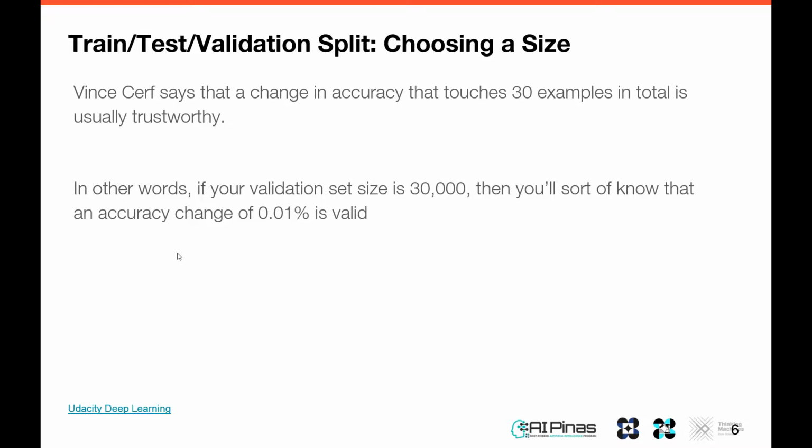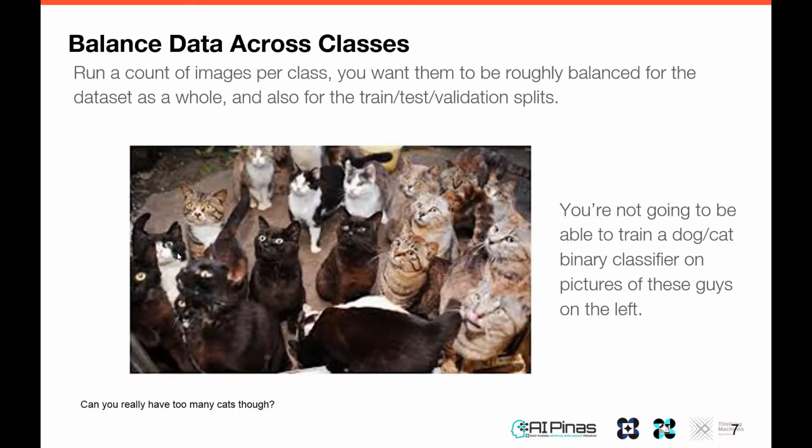If your validation set size is 3,000, then an accuracy change of 0.1 is valid. That is a pretty good rule of thumb. You definitely don't want to be boasting about an accuracy increase of 0.1% if you only have a validation set of 100 items and a total training data set size of 1,000 items. It's probably no bueno.